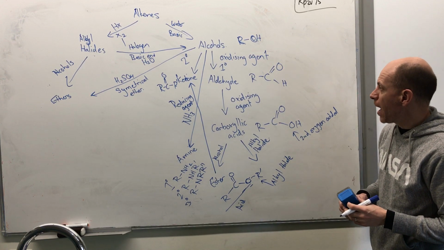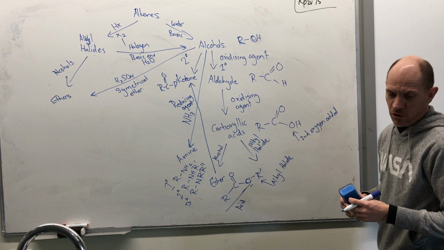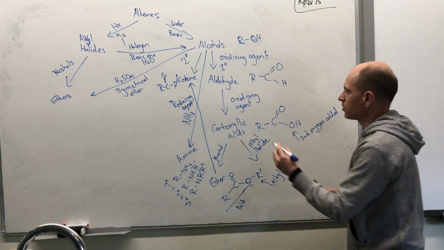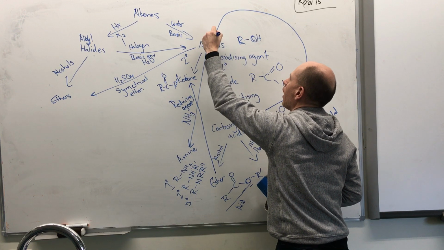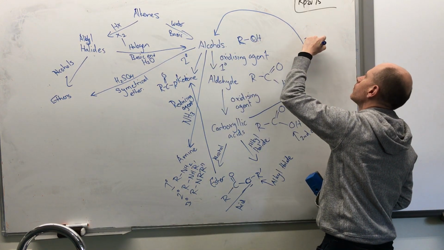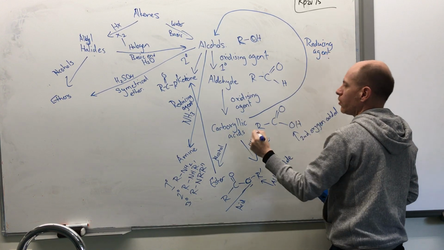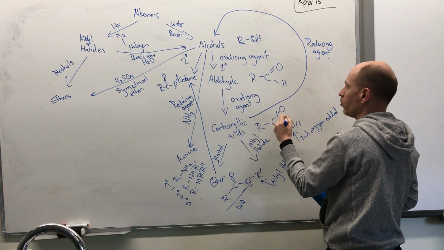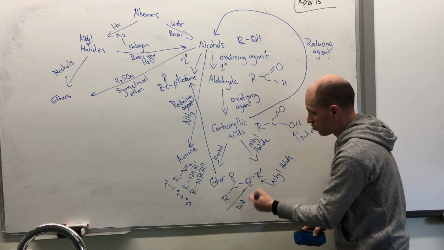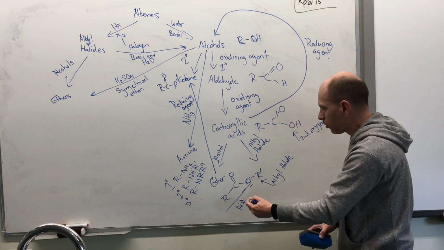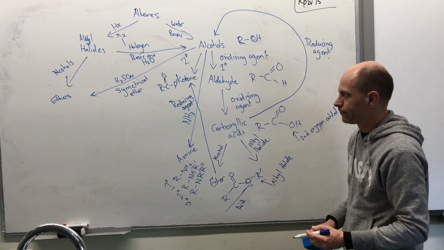Carboxylic acids can go back to alcohols with a reducing agent. So if carboxylic acids are reduced, one oxygen is removed, and we return to the alcohol. And then esters with a strong oxidizing agent will cleave the bond, and two hydrogens will be added as well.